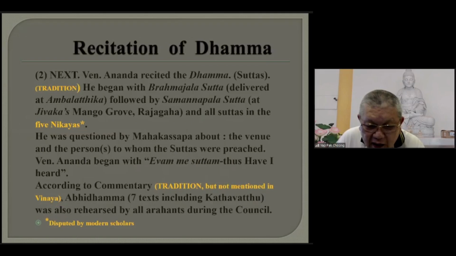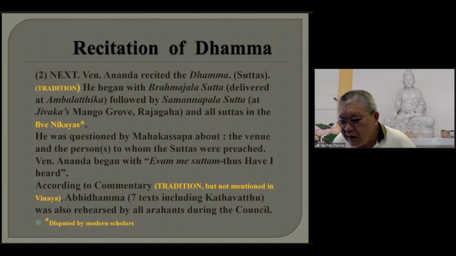So next, when all the rules had been recited by Upali, questioned by Mahakasapa, then explained by Upali, 200 over rules all explained. Then next agenda, Mahakasapa invited Venerable Ananda, who could memorize all the suttas he heard from the Buddha. You see, so Ananda recited the Dhamma. He began with the first sutta, Brahmajala Sutta.